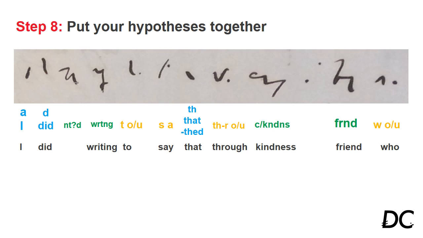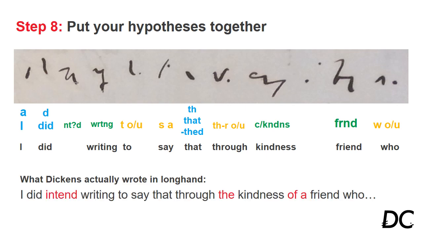Here, anyway, is what Dickens actually wrote in his longhand version. I did intend writing to say that through the kindness of a friend who... So we can see from Dickens's longhand text that the difficult NTD sequence was intend, and the 2 dots stood for the sequence of A. The longhand also has a definite article, the, for the kindness, which was not marked in the shorthand.